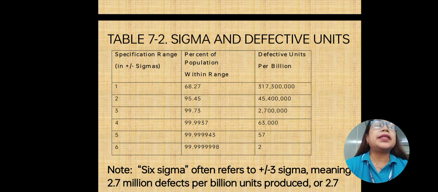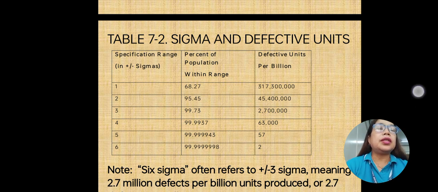Number 3 is 99.73%, which is 2,700,000. Number 4 is 99.9937%, which is 63,000. Number 5 is 99.999943%, which equals 57. Number 6 is 99.999998%, which is 2.